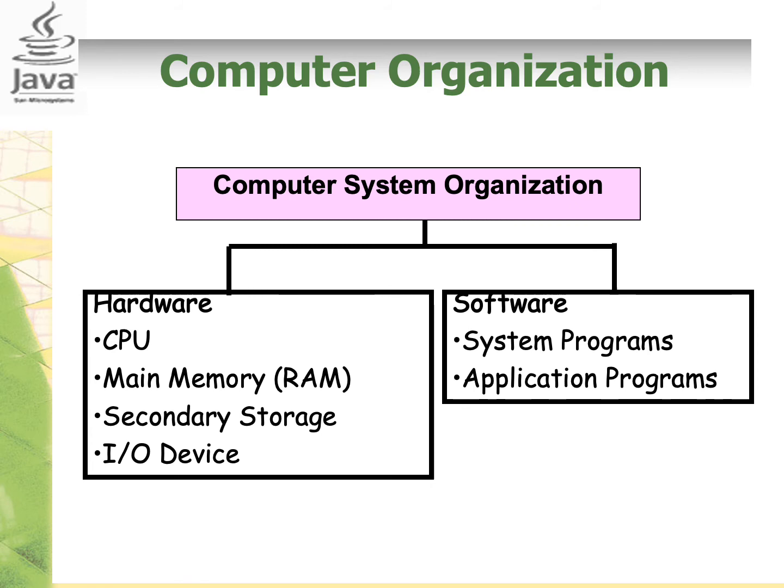For the software part of a computer, it can be separated into two categories: system software, for example the OS, operating system, and application programs or application software, that is any other generic programs such as Microsoft Word, Excel, and so on.